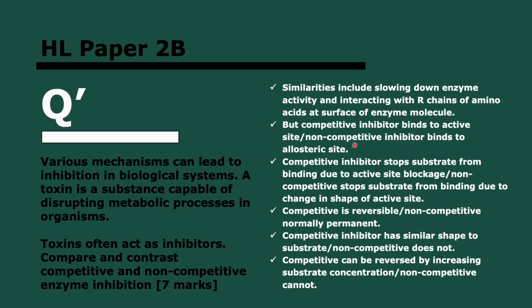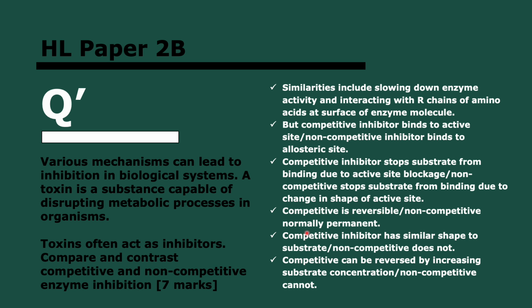That's why in competitive inhibition, you can outcompete the inhibitor if you're a substrate, but in non-competitive, you can't bind to the allosteric site, so you can't outcompete it. So that's the second part. Competitive stops the substrate from binding. The other one does not stop the substrate from binding, but rather causes a change in the active site. So you can say that here as well.